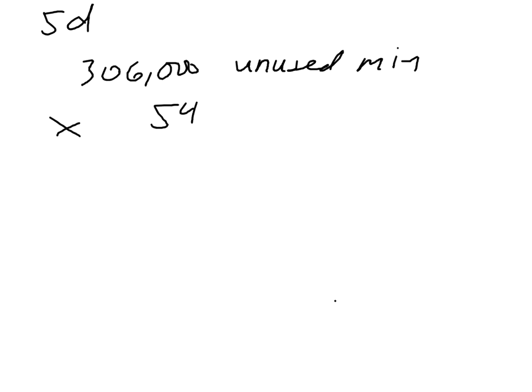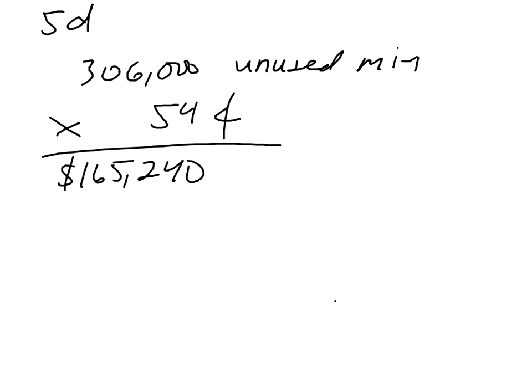In Part D, it says what is the cost of the unused capacity. So for this, all we do is we take our unused minutes, which was 306,000 unused minutes. We know that the cost per minute was 54 cents. And that's the same cost whether you use the minutes or you don't. That's going to give you 165,240. So that's your answer to Part 5D.